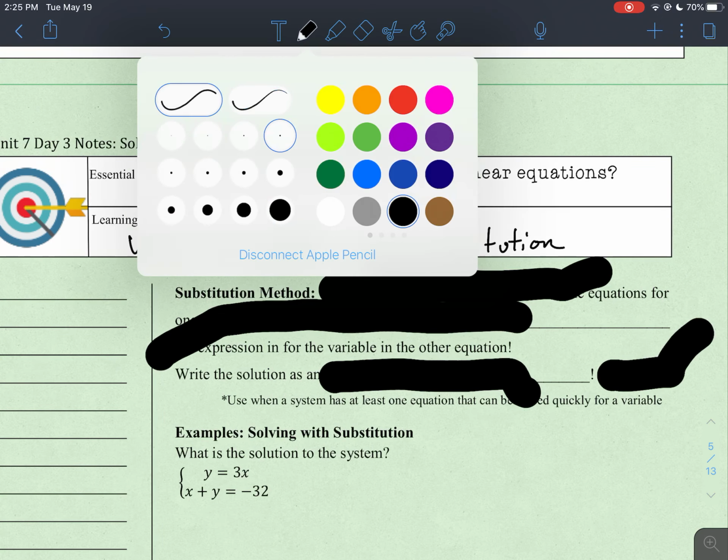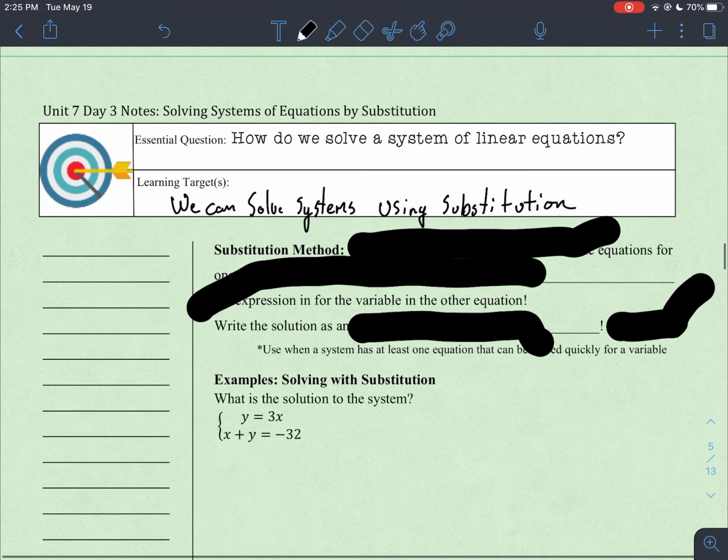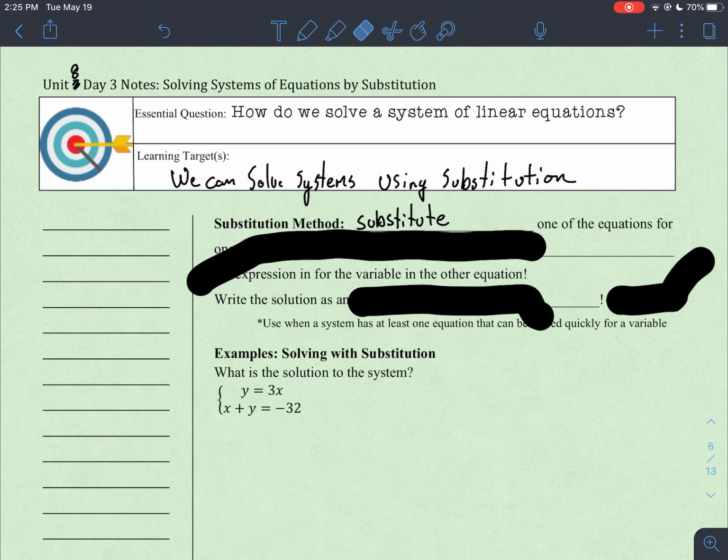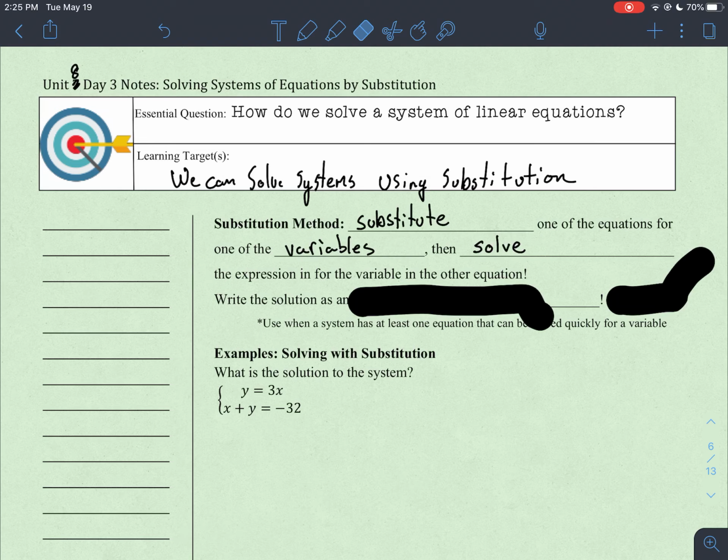So here we are with section 8.3. We're talking about solving systems by substitution. So this is going to be our third and final way of solving systems of two linear equations. The substitution method, much like the name says, we are going to substitute one of the equations for one of the variables, then solve.